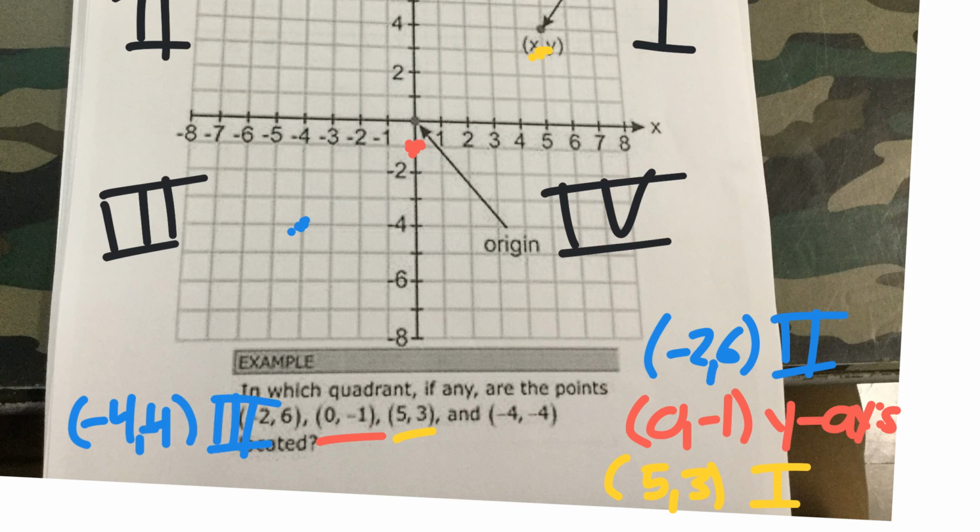She's getting me all messed up now with my quadrants. See, it makes sense. It did not make a lick of sense. Any questions there?